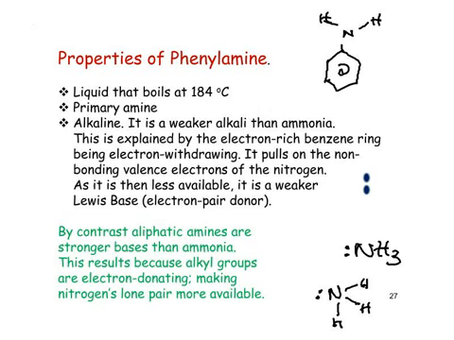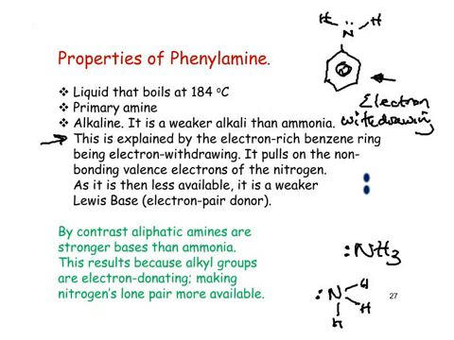Aliphatic amines are stronger alkalis than ammonia. This aromatic amine, phenylamine, is a weaker alkali than ammonia, and let's see why. It's explained by the electron-rich benzene ring. Benzene rings are a very stable electron system, and electrons are readily drawn into the benzene ring. So benzene rings are electron withdrawing. The opposite is true of alkyl groups. They're electron donating.